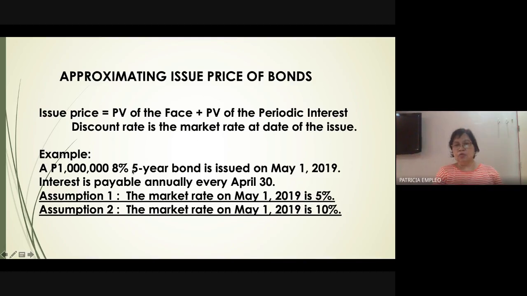Again, take note that the nominal rate here is 8%. In assumption 1, the market rate is 5%. So when the nominal rate is higher than the market, bonds are expected to sell at a premium or above face. Whereas if the nominal rate, which is 8% in this case, is lower than the market rate, which in assumption 2 is 10%, then the bonds are expected to sell below face value, meaning in this case, it will sell below 1 million.